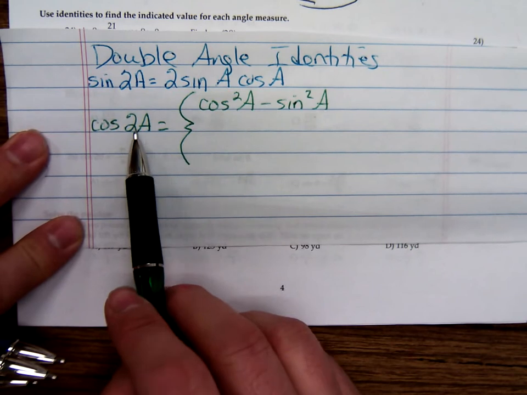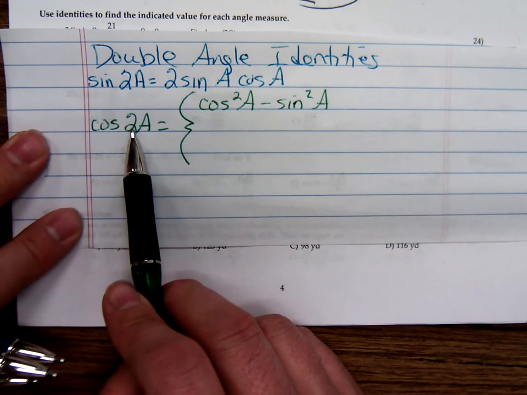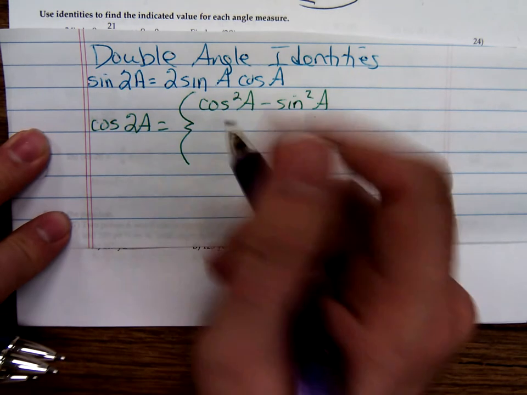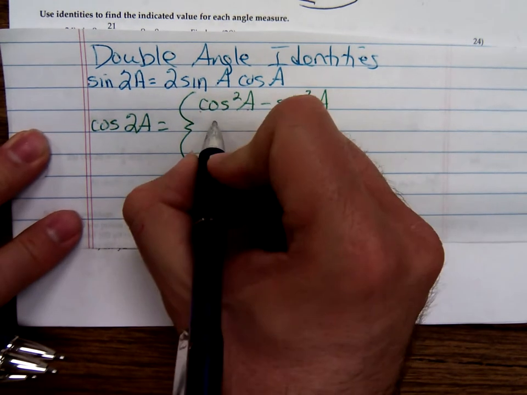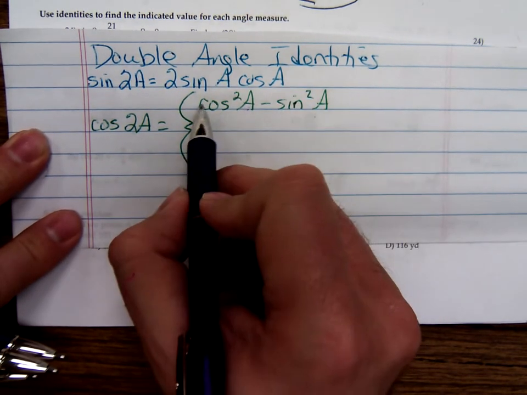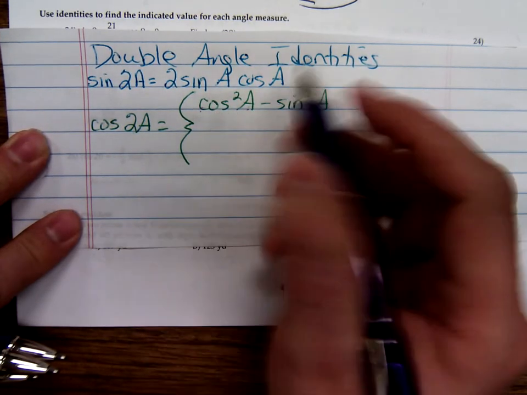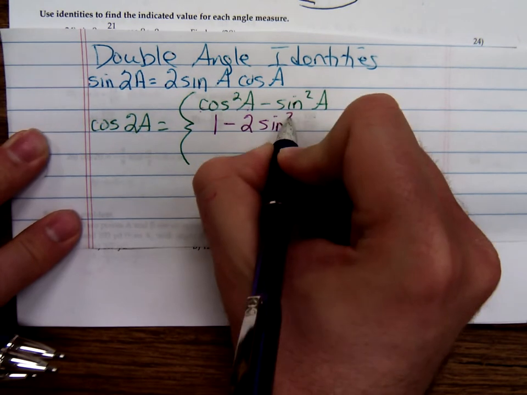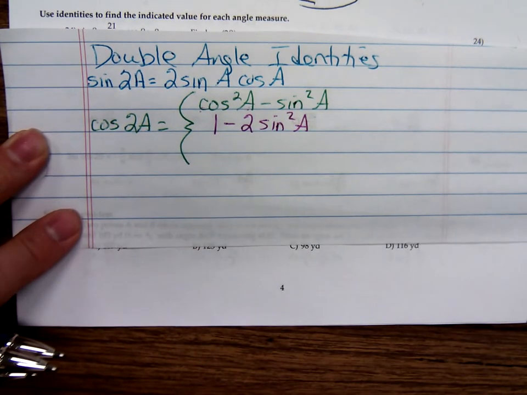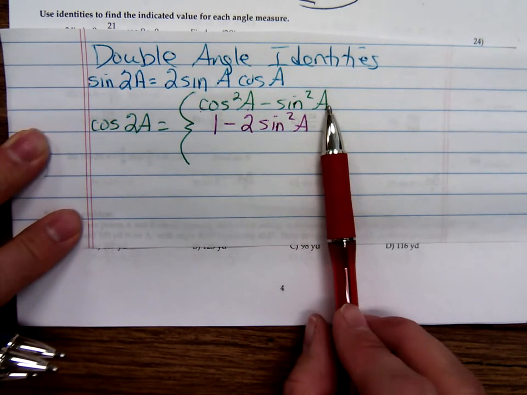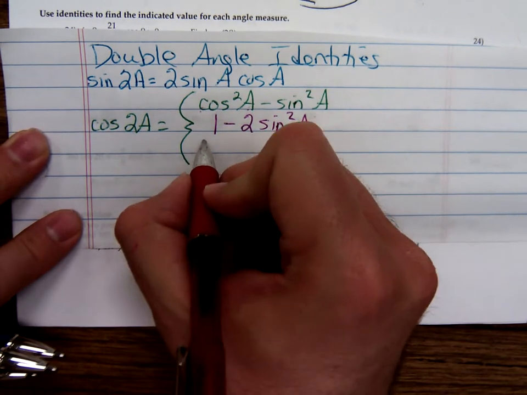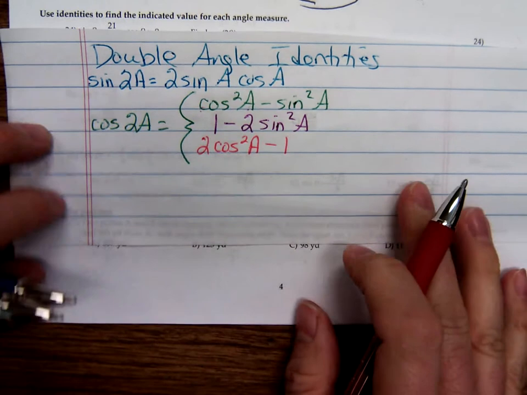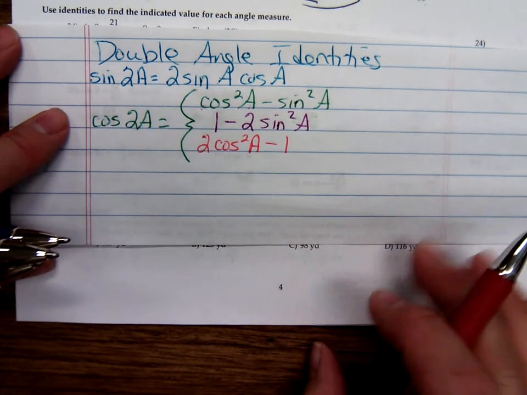To get the other two, first replace cosine squared A with 1 minus sine squared A. So you get 1 minus 2 sine squared A. Or if you replace sine squared A with 1 minus cosine squared A, you get this, 2 cosine squared A minus 1. I told y'all at the beginning of the semester, this course has a lot of memorizing. This is different from algebra.